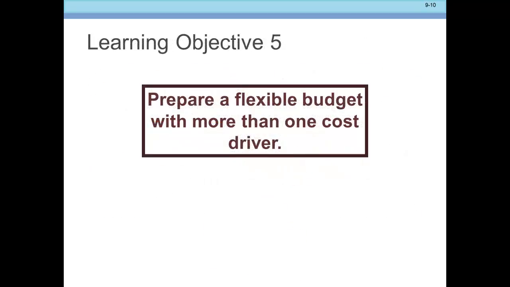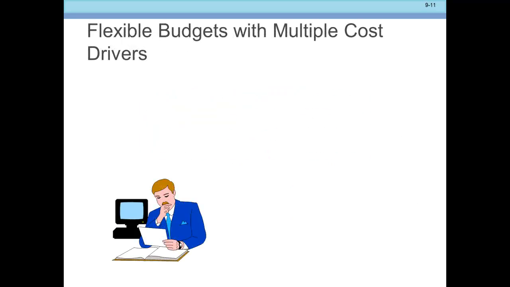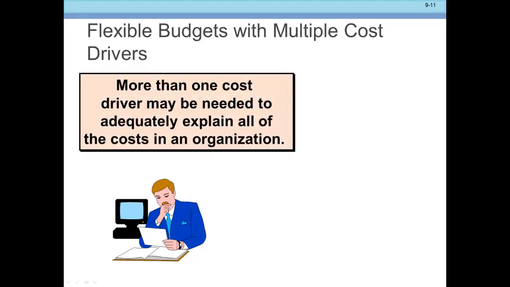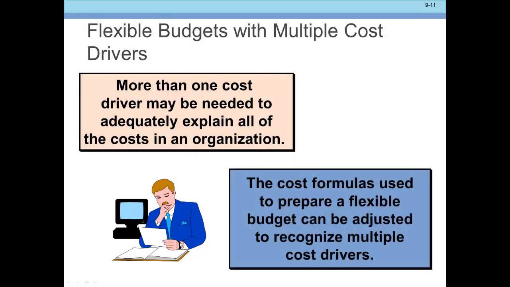Let's look at a flexible budget with more than one cost driver. It's unlikely that all variable costs within a company are driven by a single factor, such as a number of units produced, labor hours or machine hours, or lawns mowed in the case of Larry's lawn service. More than one cost driver may be needed to adequately explain all of the costs in an organization. The cost formulas used to prepare a flexible budget can be adjusted to recognize multiple cost drivers.